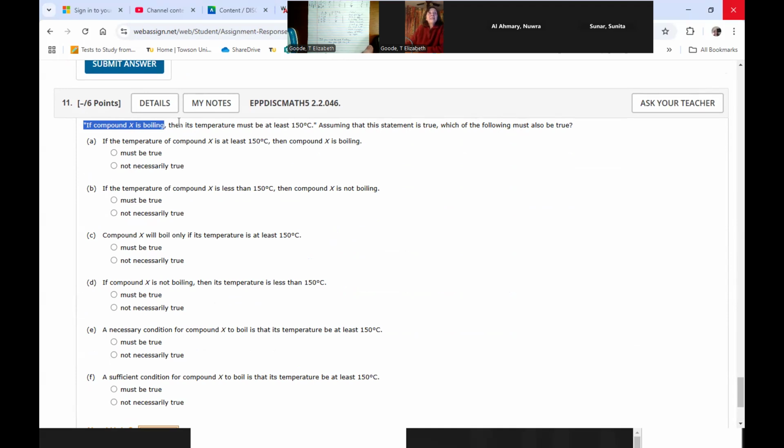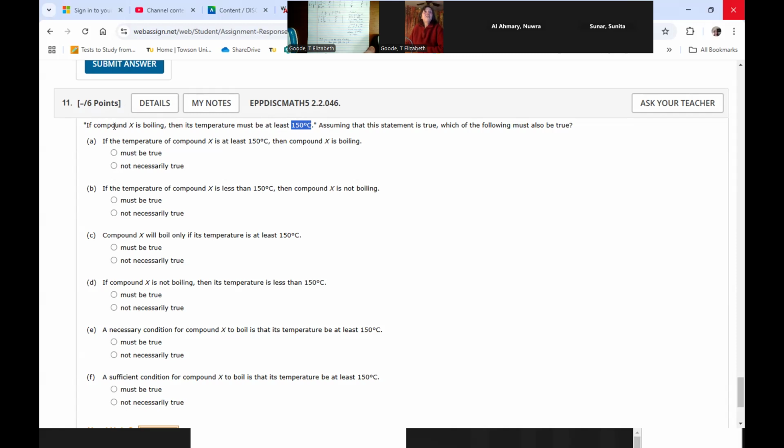Not necessarily. See, that's not what this says. It says what should happen if it is boiling. If it is boiling, then we know it's this hot. But if it's not boiling, it might be because the atmospheric pressure is so high it can't boil, and it doesn't have anything to do with this threshold of 150 degrees.